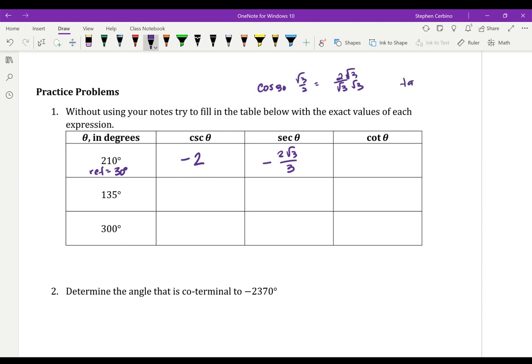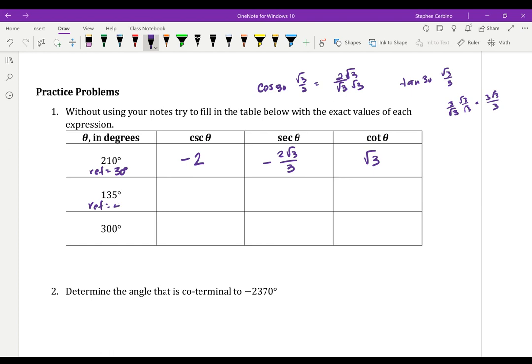Cotangent. Well, tangent of 30 is square root of 3 over 3. So if I flip that, I get this. I rationalize, and I get 3 square roots of 3 over 3, which reduces to just the square root of 3.